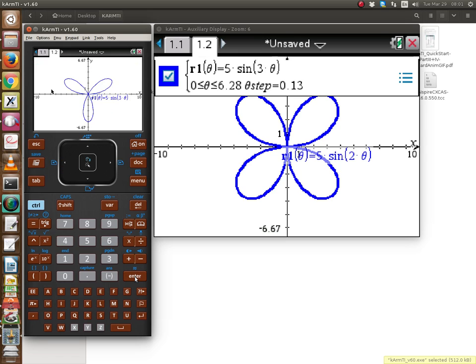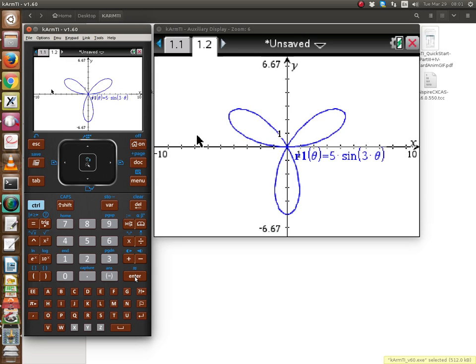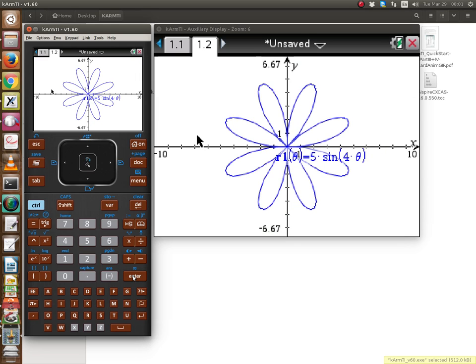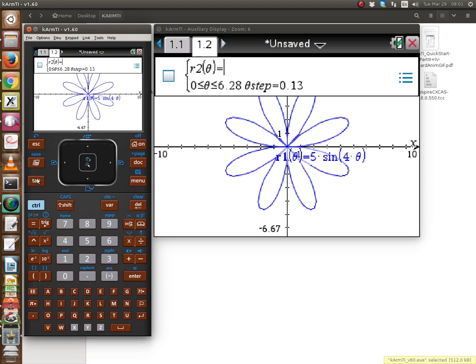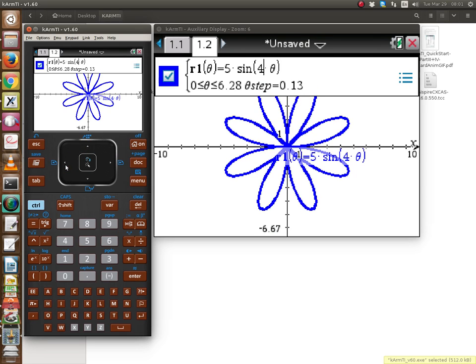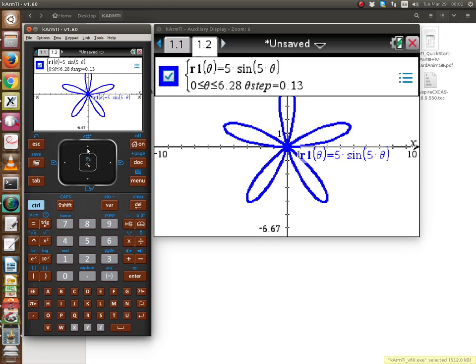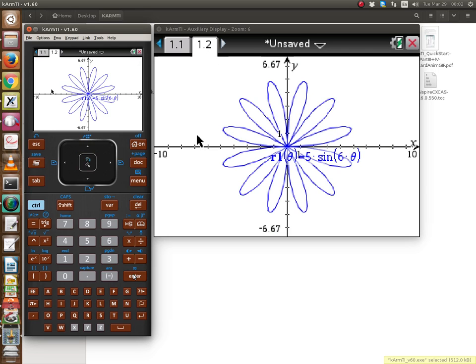You would think 6, but no, it's 3. What if I make it 4 over here? 8 petals. Maybe odds? 5 would be 5 petals. Yep. What's 6 going to be? 12. So you got the pattern? What's the pattern? Evens are times 2 and odds are themselves. So 12 and so forth.